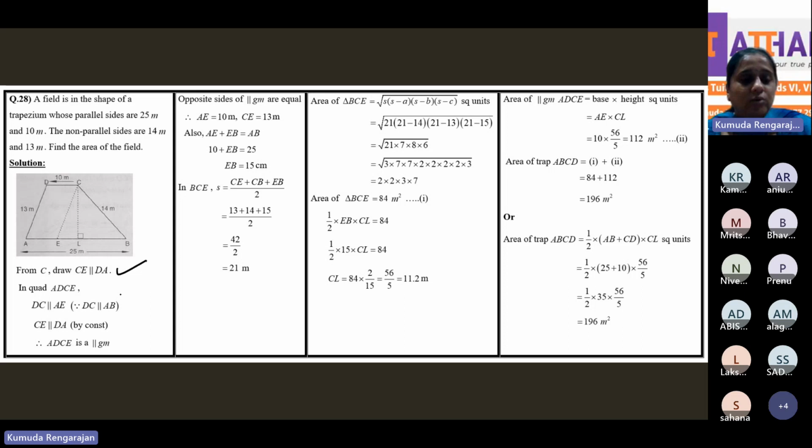So here is the construction. Here is how you prove it's a parallelogram. Both pairs of opposite sides are parallel, so it's a parallelogram by construction. Then we use the properties of a parallelogram: opposite sides are equal. Then we find this one, which is 15.